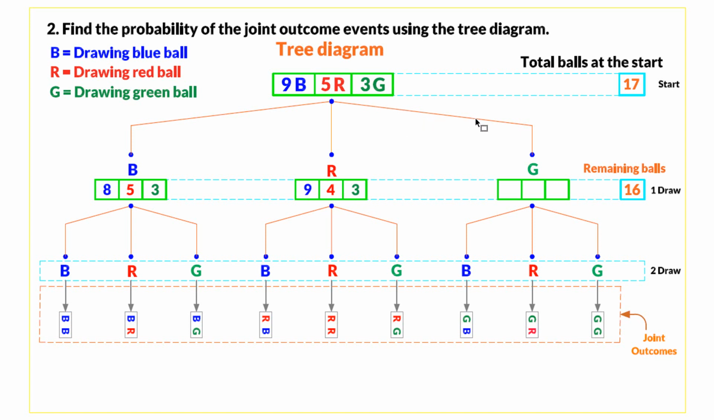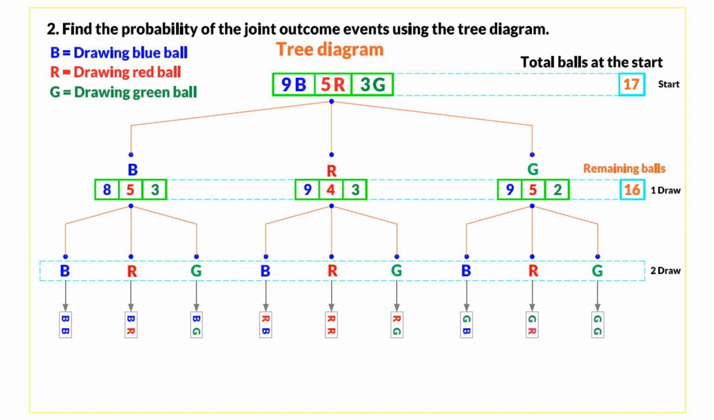If we pick 1 green, then the remaining green is 3 minus 1, and that is 2. And the remaining number of blue and red will be the same, 9 and 5. Now let us find the probability for each joint outcome. In the first draw, we are picking 1 ball out of 17, so the probability denominator is 17. Now in the second draw, we are picking 1 ball out of 16, so the probability denominator is 16.